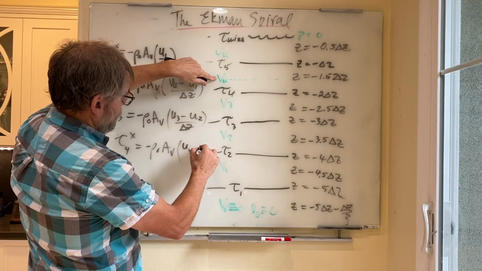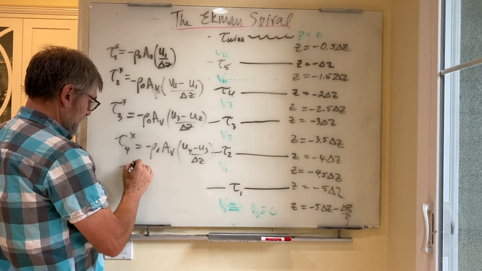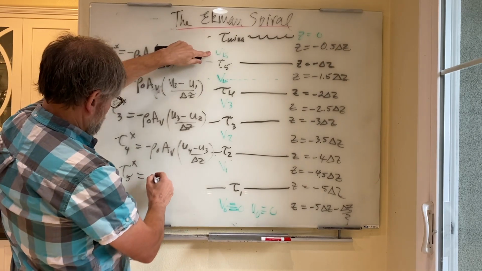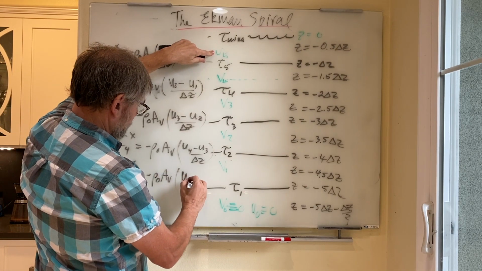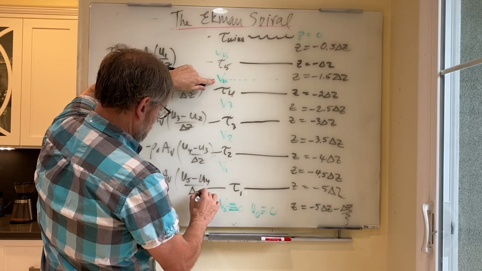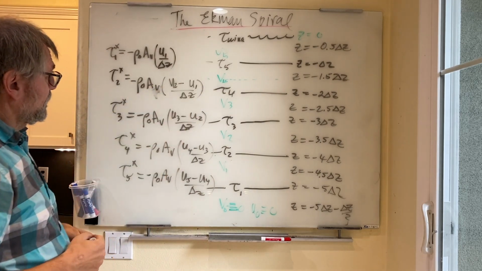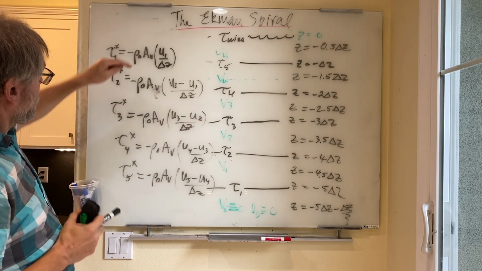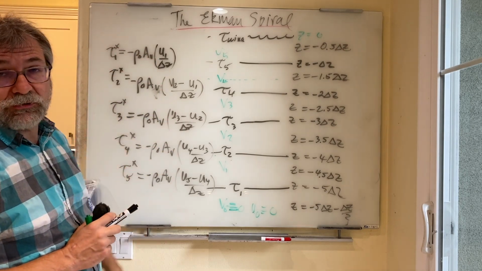u4 minus u3 divided by delta z. Tau 5x, the last one, is minus rho naught AV, u5 minus u4 divided by delta z. And then the surface wind is prescribed. So these finite differences here are the ones I'm going to use to define what I will call the gradient.